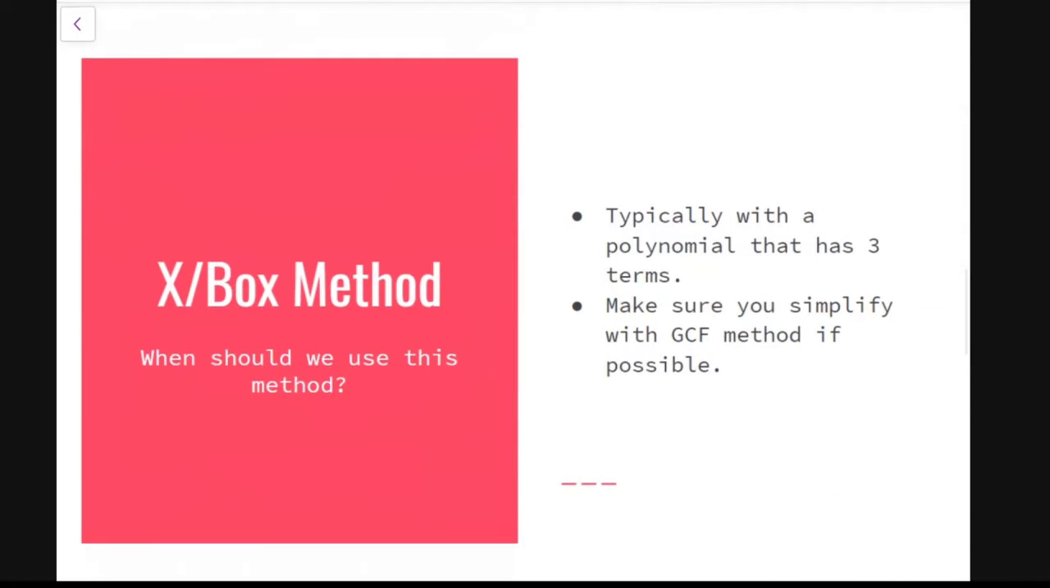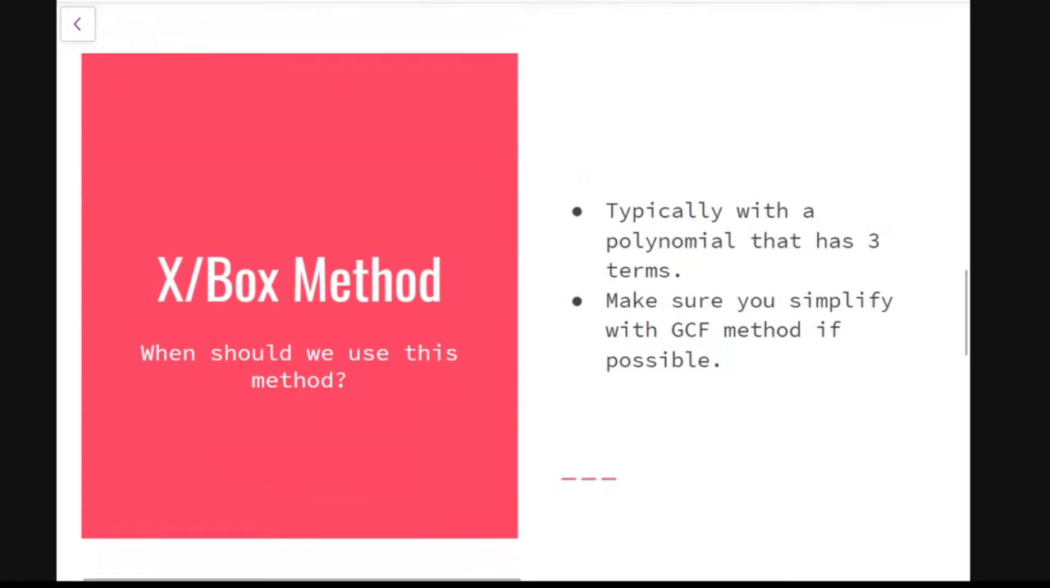So how about the X or box method? Well, we should use this method when a polynomial has at least 3 terms. Sometimes you can use it with 2 terms, with a binomial, but typically with trinomials. You want to make sure you simplify with the GCF method if possible. So you really want to focus on this GCF method, as it is like the bread and butter of making your life easier for all factoring needs in math. And I personally feel like we should always start off and see if we can factor any of the terms using the GCF method to get our factors.